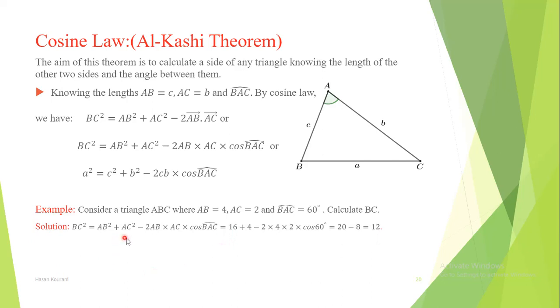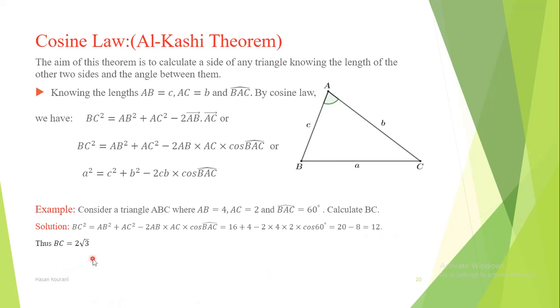The solution: BC square equals AB square plus AC square minus 2 AB times AC times cosine, which will be 4 square, 16, plus 2 square, which is 4, minus 2 times AB 4 times AC 2 times cosine of angle BAC, which is given as 60. As you know, cosine 60 is half, and 2 is cancelled with half, and we get at the end 20 minus 8, which is 12. Thus BC square equals 12, and then BC equals square root of 12, which is 2 radical 3.